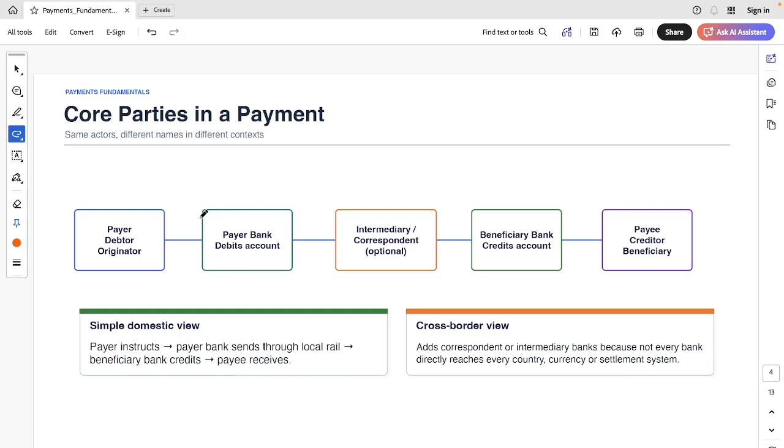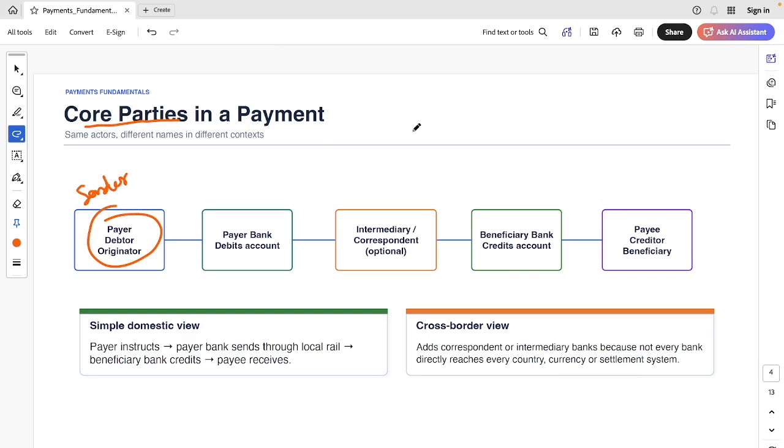Now every payment has characters. It's just like a story. We call them parties. So on one side we have the payer, also called the debtor, originator, remitter, or ordering customer. This is the party sending or initiating the payment. You can call them the sender.